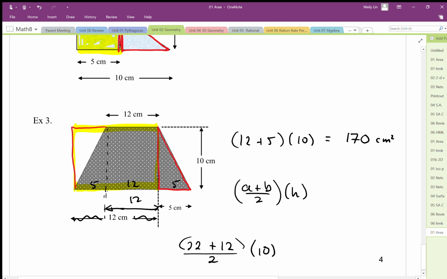And notice that this amount here is equivalent to this amount here. So we get 17 times 10. Here we get 34 divided by 2, or the average of the two lengths, and we multiply that by 10, and we're going to get the exact same area, 170 centimeters squared. So this is from the formula, but we could also just rearrange this trapezoid to get the exact same result.